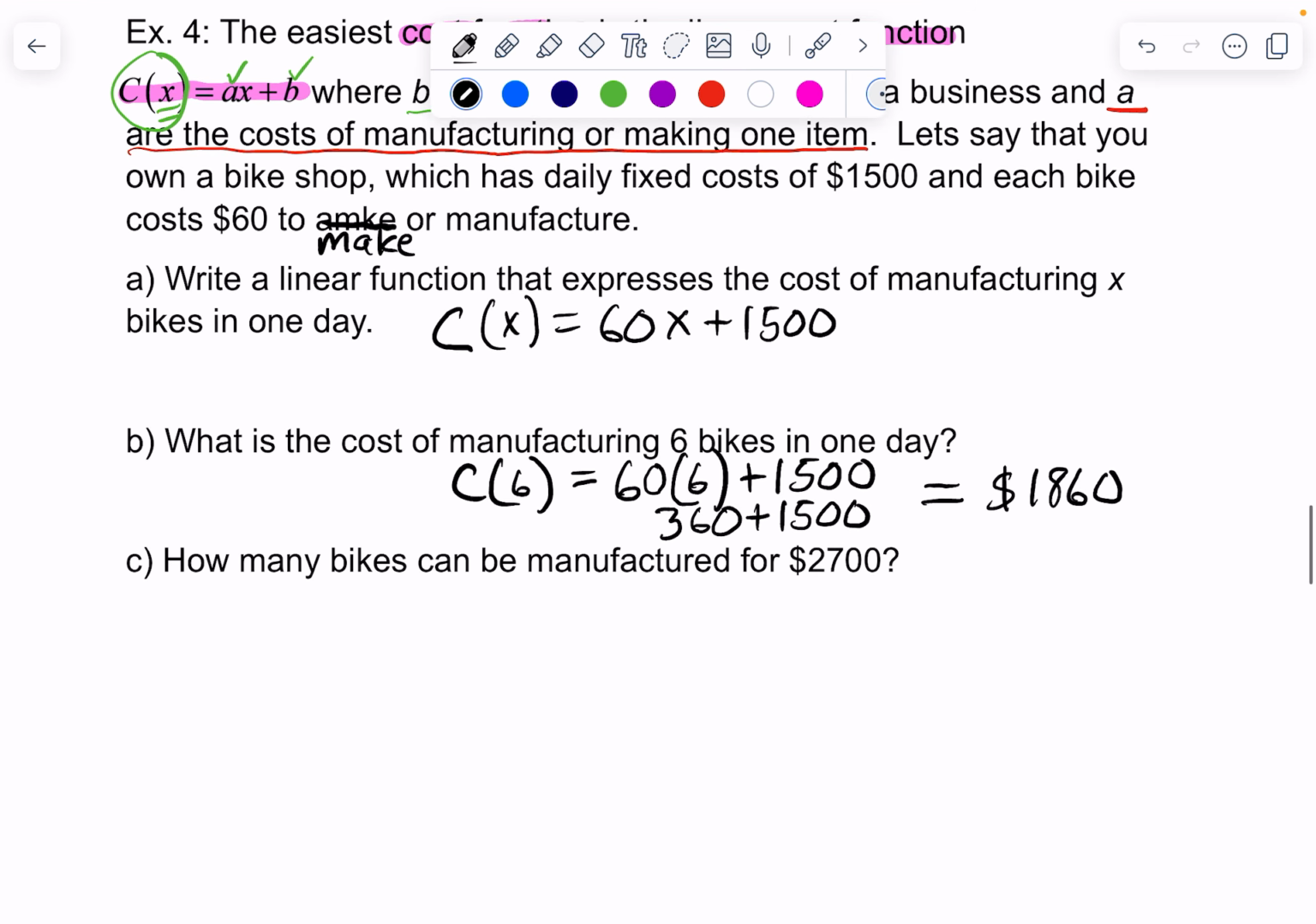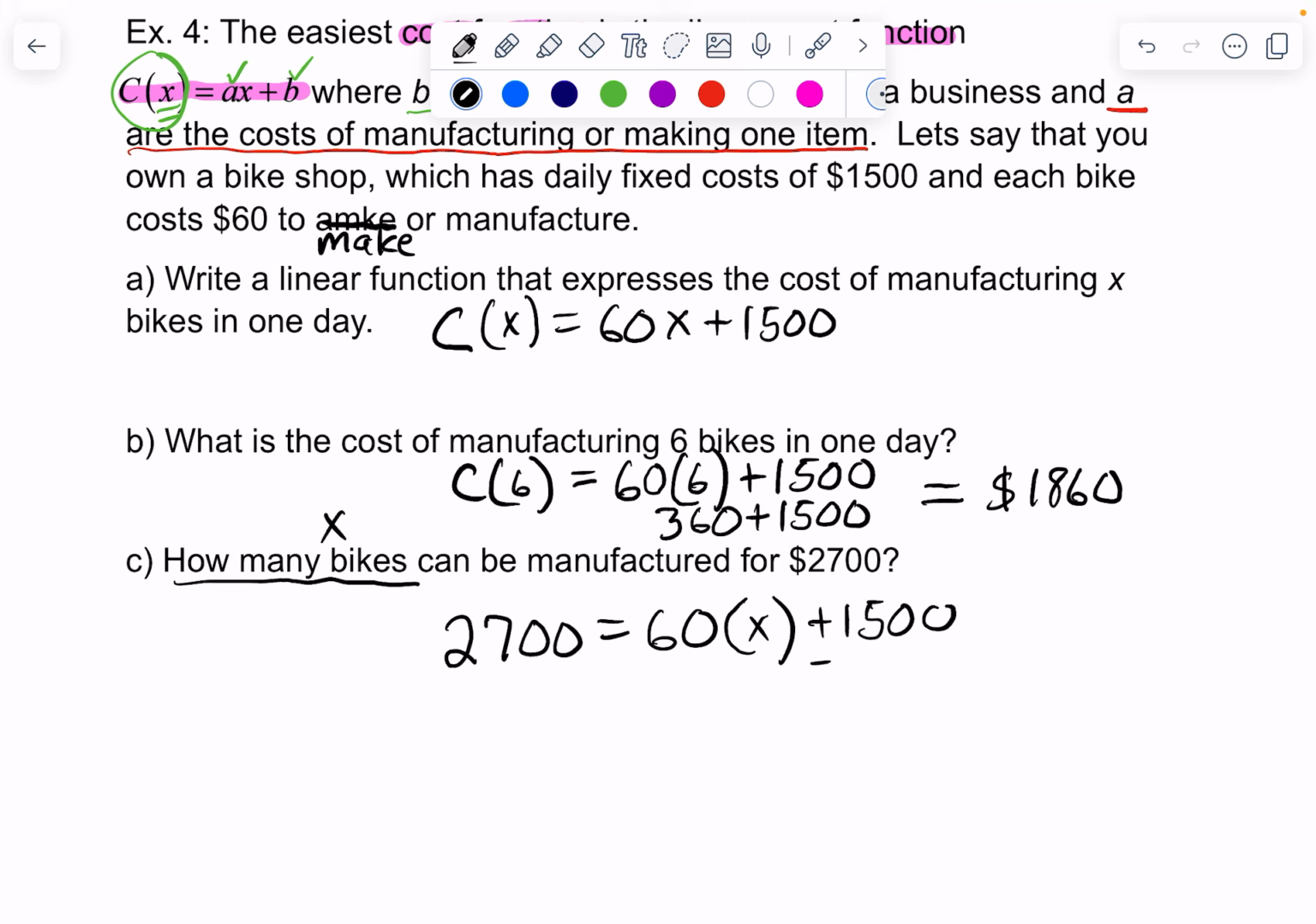Now, let's reverse it. How many bikes can be manufactured for $2,700 in one day? Well, in this case, they're giving you the cost, okay? They're looking for how many bikes. They're looking for x. So in this case, the C of x, the cost, is $2,700. Let's say that's the budget that you can work with. You want to find out how many bikes I can make for that budget. Well, we're going to go ahead and solve for x.